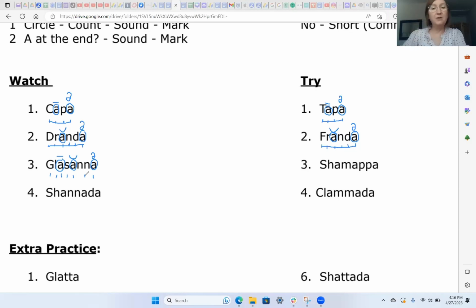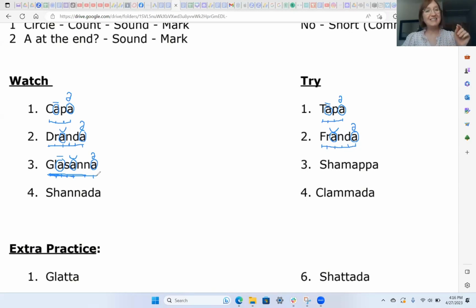So when you combine those sounds, I'm going to go one sound at a time so I don't miss anything. So it's gl, glay, glace, glaca, glacan, glacana, glacana. Hopefully you're getting a smile on your face because this is getting just a little bit easier.